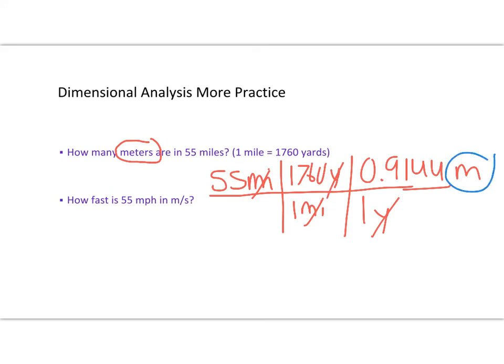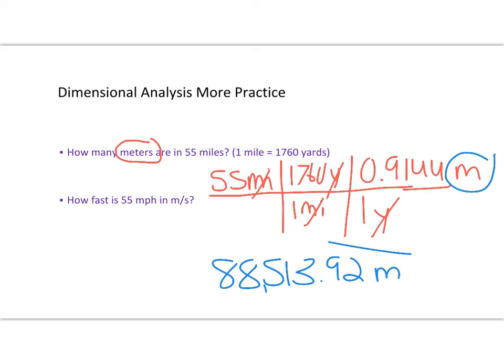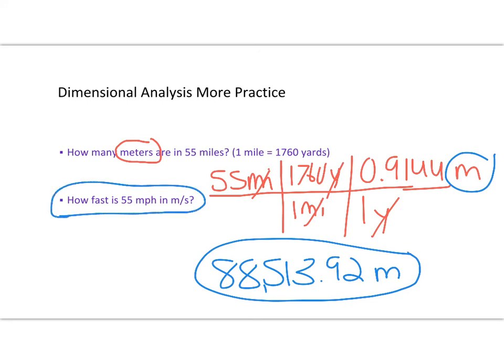So as a reminder, I'm multiplying across. If I had anything at the bottom, I would be dividing. So I am going to get 88,513.92 meters. Okay, this example right here we'll worry about in class. We'll do a lot of different examples for dimensional analysis over the next few days.